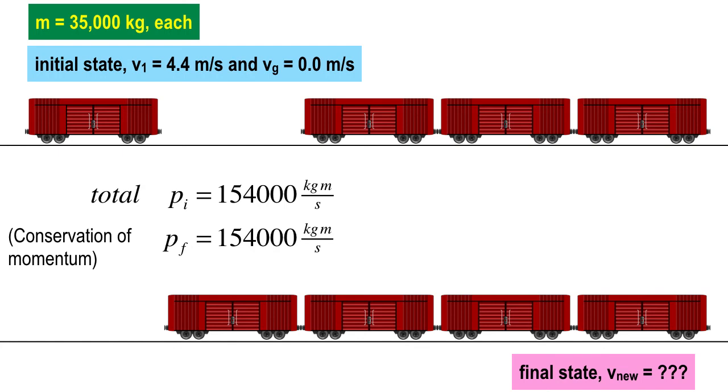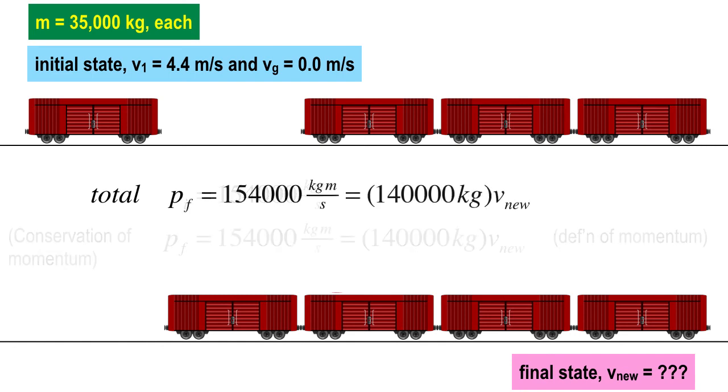Here we go. First of all, we use the definition of momentum to say that's equal to mv of the new string of objects. It's like you have a gigantic boxcar of mass 140,000 kilograms moving as one object at some new speed. Now this equation, let me move it up here. This right-hand side is from the definition of momentum, and the left-hand side, P subscript F equals 154,000 kilogram meters per second, that's from conservation of momentum. If you look at it, you can solve for V new. You just divide both sides by 140,000 kilograms. Here's what it looks like.